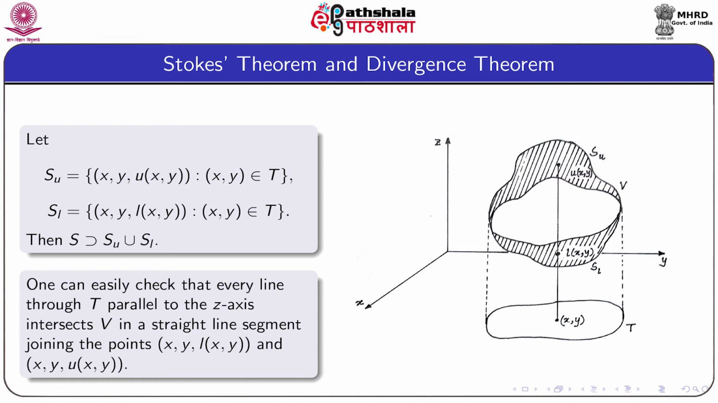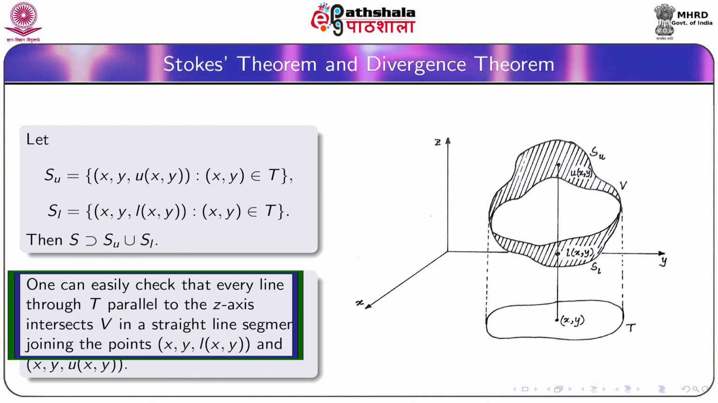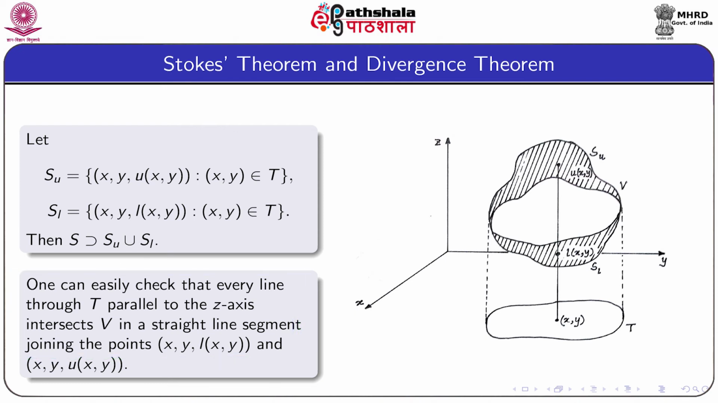So, we have the surfaces S_U and S_L, where S_U is the collection of points (x, y, u(x, y)) where (x, y) is in T, and S_L is the collection of points (x, y, l(x, y)) such that (x, y) is in T. Clearly, the surface S is a superset of the union of S_U and S_L. One can easily check that every line through T parallel to the z-axis intersects V in a line segment joining the points (x, y, l(x, y)) and (x, y, u(x, y)).